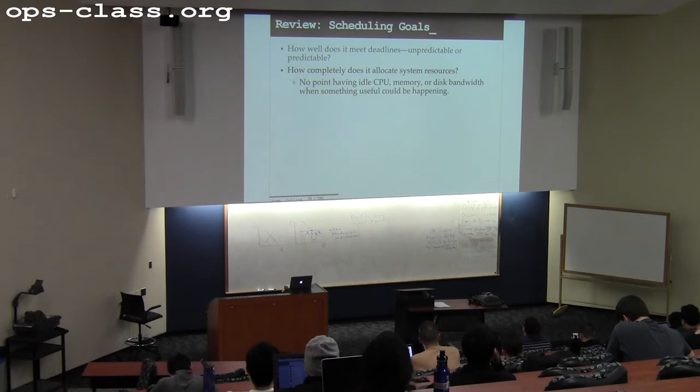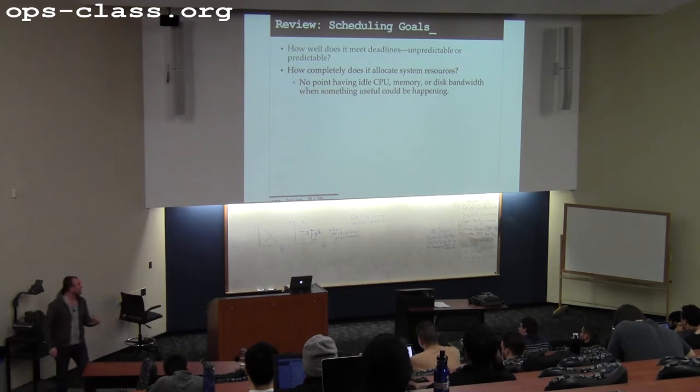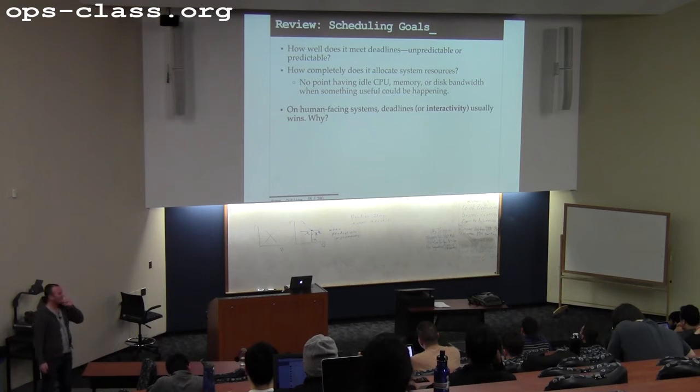Okay? And then this goal of interactivity is at some level very much in tension with trying to allocate all of the system's resources. So if I have a bunch of things to do, try to make sure that all CPU cores are fully loaded, the storage is super busy if there are things that are trying to use storage, essentially putting all of your computer's resources to full use all the time, right? And then I pointed out that on these human-facing systems, deadlines usually take priority, or they should.